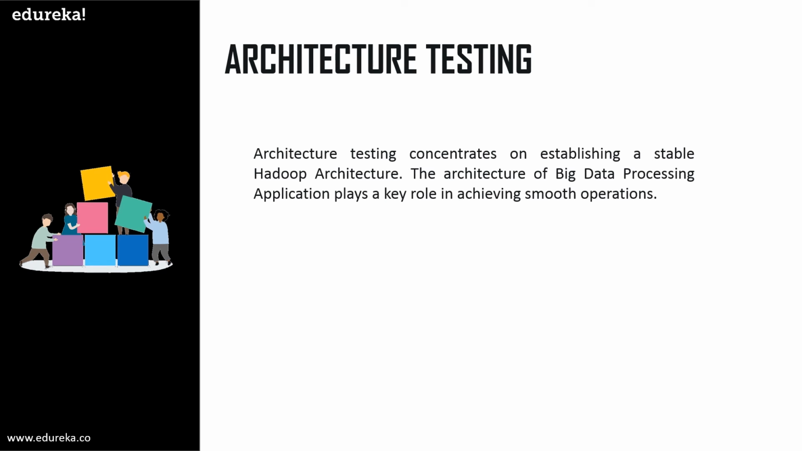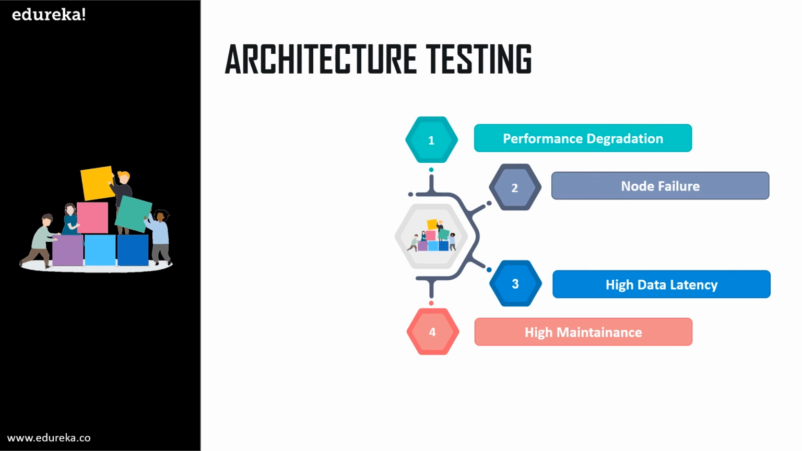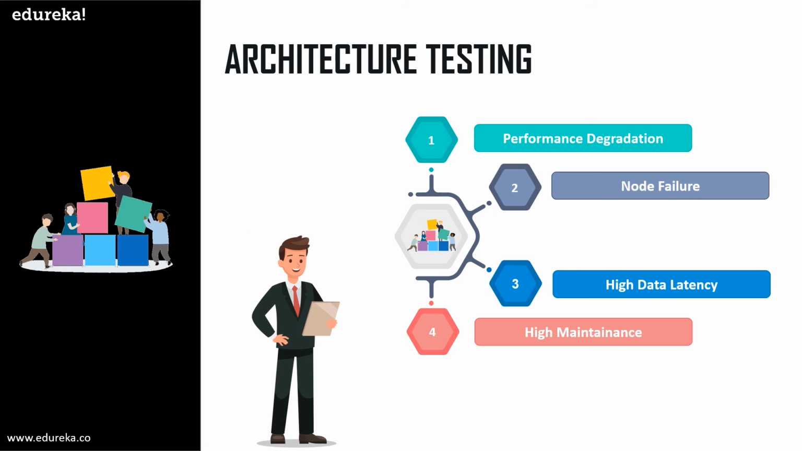Followed by the performance testing, we have architecture testing. Architecture testing concentrates on establishing a stable Hadoop architecture. The Hadoop architecture of a big data processing application plays a key role in achieving smooth operations. Poorly designed architecture leads to chaos, which might be performance degradation, node failure, high data latency, and may require high maintenance. So these were the chaos which may show up if you have a poor architecture in your big data application. Followed by this, we shall understand the big data testing tools.